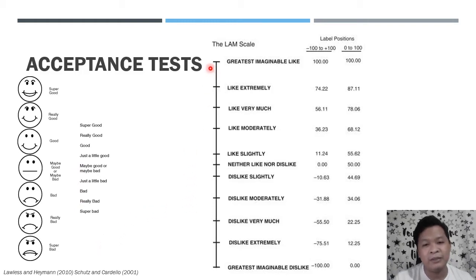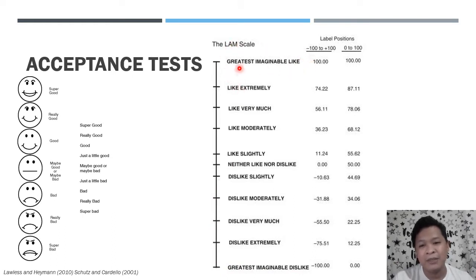On the other hand, as I mentioned, there's also what we call the labeled affective magnitude scale, 1, 2, 3, 4, 5, 6, 7, 8, 9, 10, 11 points. Kung makikita nyo dito, unlike the 9-point hedonic scale na same yung interval sa kada response, dito hindi, no? So, inaral po nila ito at nalaman nila yung actual psychological distance apparently for those terms. As you can see here, it's like a 9-point hedonic scale in terms of the choices, except that you have two choices at the top and bottom, the greatest imaginable.